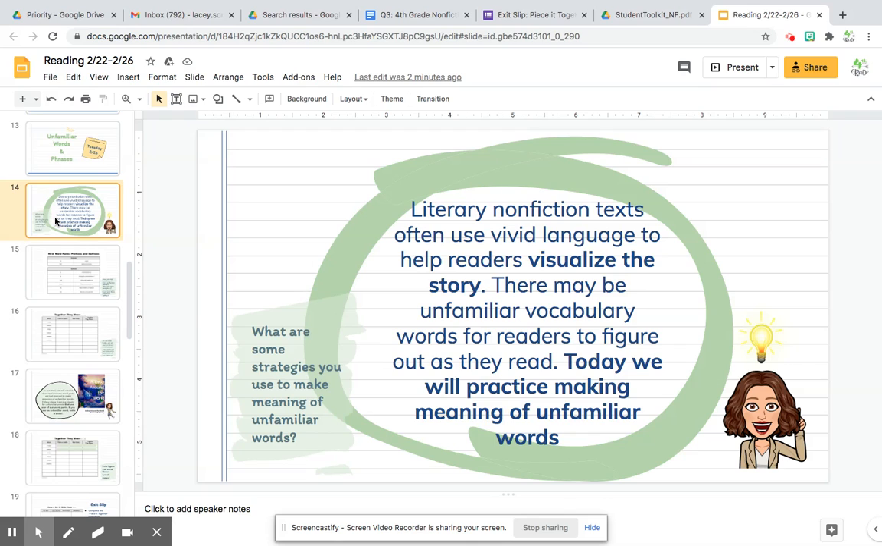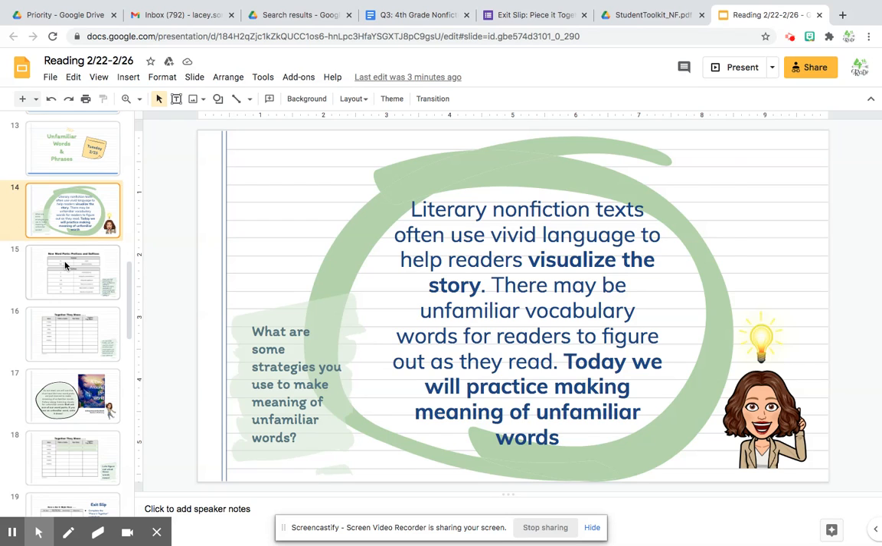Now, we know that literary nonfiction texts often use vivid and very rich language to help readers visualize the story unfolding. Now, there may be new or unfamiliar vocabulary words for readers to figure out as they read and make meaning of the text. And today, we're going to practice making meaning out of some of the new or unfamiliar words we encounter as we revisit our mentor text, A Drop Around the World.